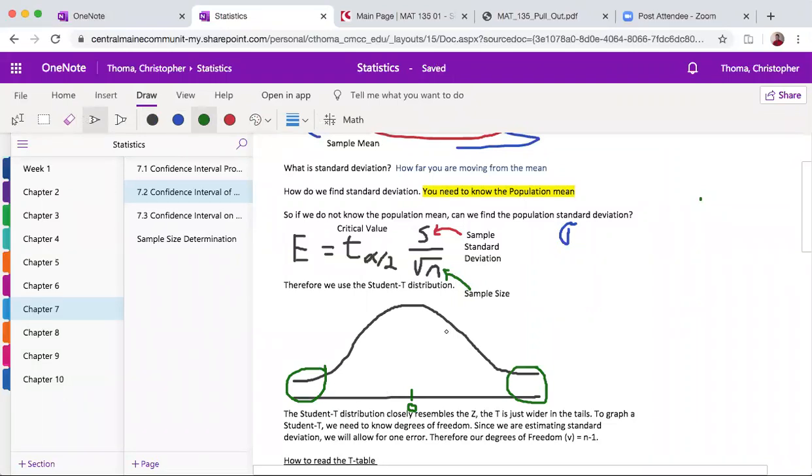Every time we have to estimate one of our population parameters with a sample statistic, we want to give ourselves a little more wiggle room, because, like I said, statisticians don't like to be wrong. So we're going to do everything in our power to make sure we're correct, and give ourselves a little bit of room to play around. This is called the student t, and it closely resembles the z. The t is just wider in the tails. But to use it, we need to know degrees of freedom.